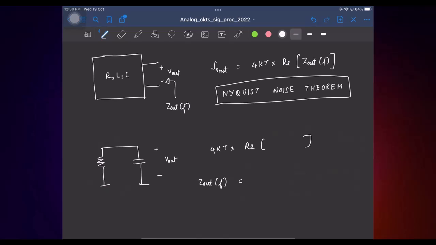We want to find the Z out looking here. We could apply a current source, but why do all this? It's just a resistor and capacitor in parallel combination. So it is R in parallel with 1 by j 2 pi f C. So what does it simplify to?